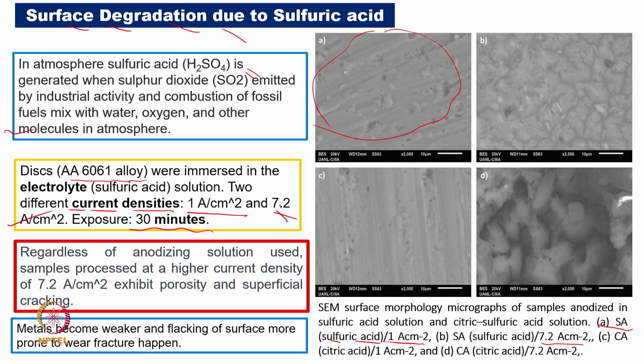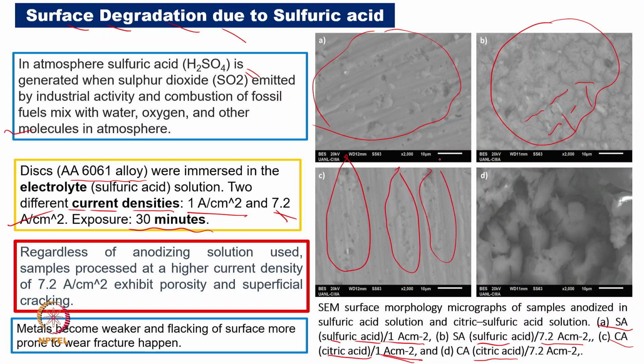But when the current density increases from 1 to 7.2, we are able to see a number of fragments on the surface, which will try to create some sort of crevices or gaps, and that will create corrosion, and because of that the wear rate will also increase. But one more interesting thing is that initially we were thinking only sulfuric acid was harmful, but here you can see citric acid, which is not treated as very harmful. Even at the 1 ampere per centimeter square current density, we are able to see some sort of damage to the surface. And of course at 7.2, we find a lot of damage to the surface.